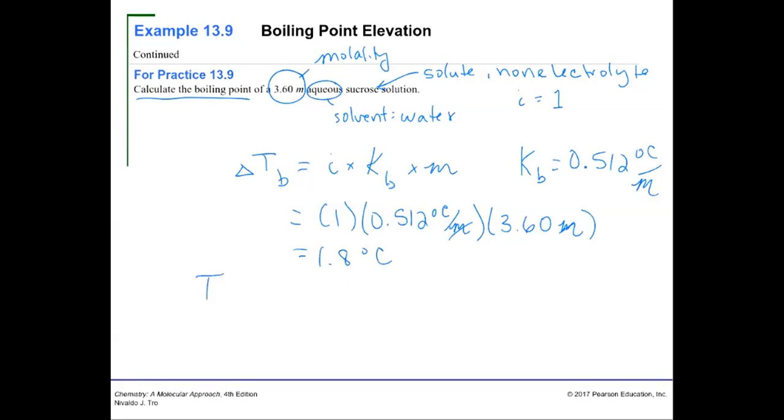So our TB new will equal our normal boiling point. So for water, that's 100 Celsius, plus our delta T, because adding solute makes the boiling point go up as long as it's non-volatile, like sugar or salt. If we added alcohol, then that would make the boiling point go down, because alcohol boils easier than water. So this is 101.8 degrees Celsius. So that would be our new boiling point after we have added the sucrose.